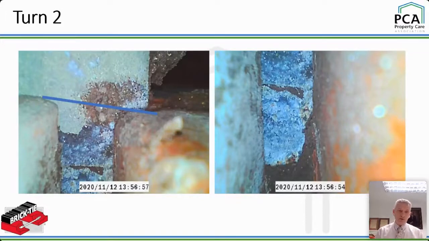If we pan back a bit and look in the outer leaf, we can see it's very, very rusty. We can't tell whether there's loss of section, but we can see it's very rusty. Post-war property.